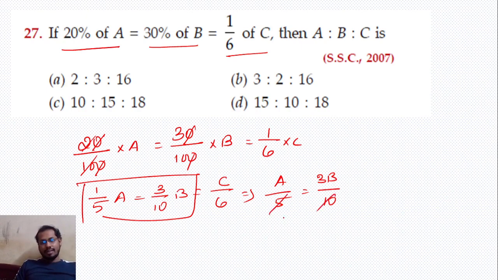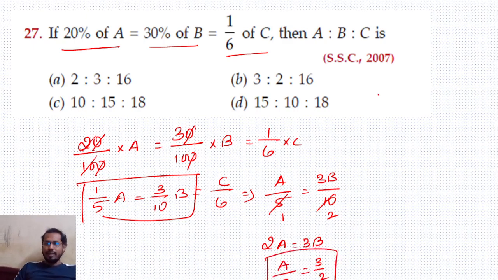Now when I cancel this 1 and 2, 2a is equal to 3b. A by b is equal to 3 by 2. Correct? So now I got a is to b, that is 3 is to 2.